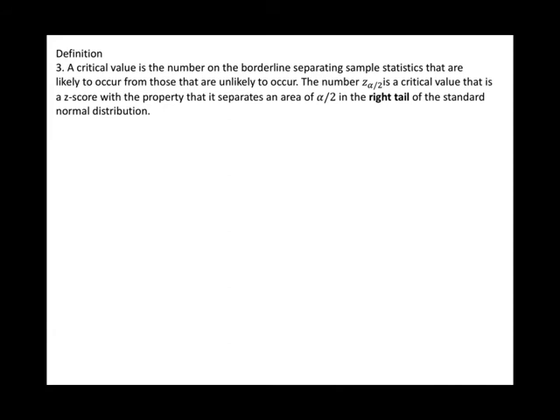Okay, a critical value. A critical value is the number on the boundary line separating sample statistics that are likely to occur from those that are unlikely to occur. So for the critical value, you can see z alpha over 2 in here. This is called the critical value. What is this? This is the number. You can see we draw the line from here. And this is the boundary line separating the sample statistics that are likely to occur. Likely to occur refers to this part in the middle.